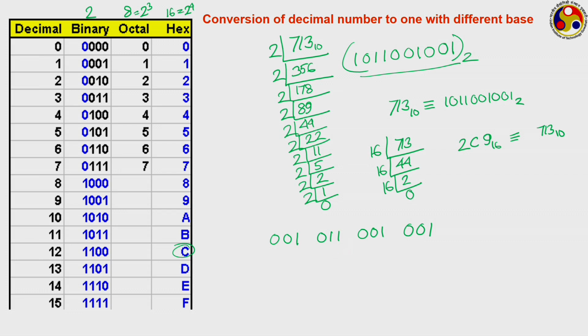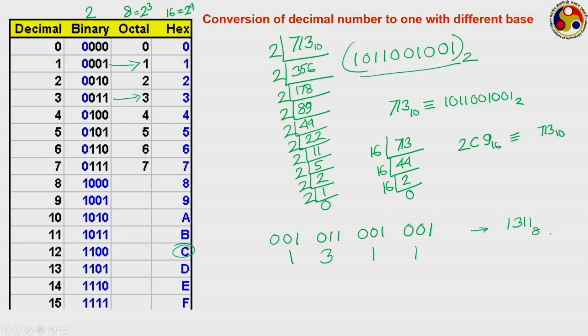These are the binary numbers for each of these groups. Try to find out the corresponding octal equivalent using the table. 0 0 1 is this, corresponding octal equivalent is 1. So, write 1. 0 1 1 octal equivalent is 3, write 3. 0 0 1 octal equivalent is 1 and it is also 1, and now the octal equivalent for this entire system will be this, 1311 base 8.